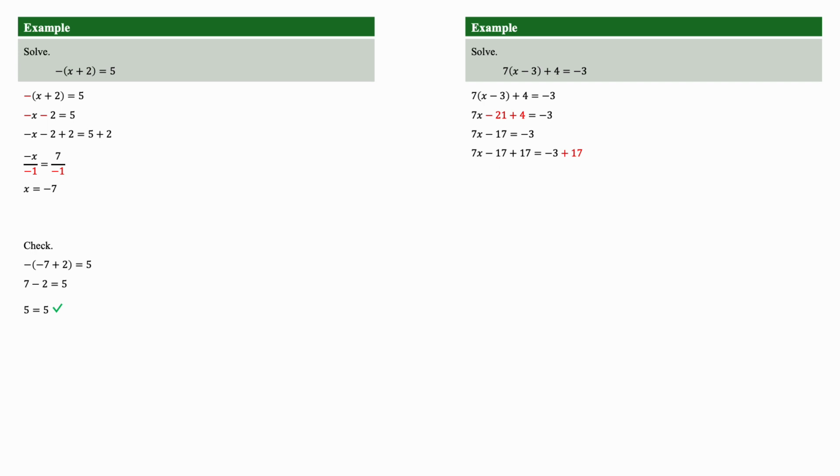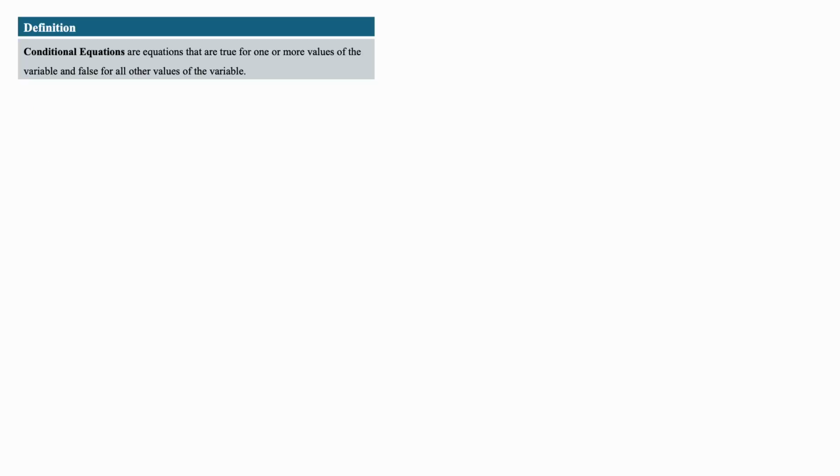That 17 is in red to signify that we are adding 17 to both sides, so just pretend that it's red. Anyway, after doing the simplification, we get 7x equals 14. And to get x by itself, we divide both sides by 7, and we get x equals 2. Let's check. Let's substitute 2 in for x, and doing a little simplification, we want to make sure that negative 3 is equal to negative 3, and it is.